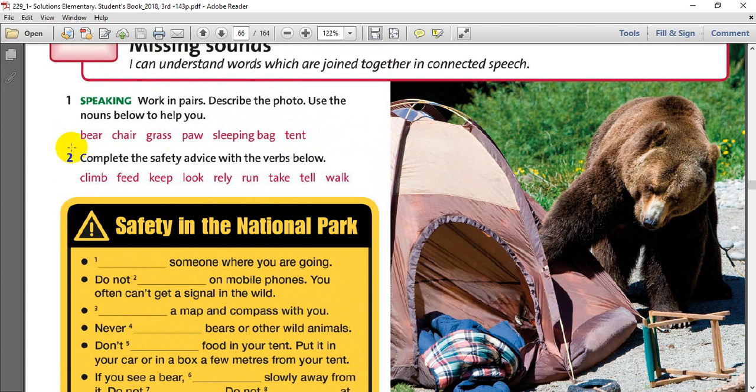So here, now exercise number 2. Complete the safety advice, نصيحة الأمان, with the verbs below. Climb, يتسلق, feed, يغذي, keep, يحفظ, look, ينظر, rely, يعتمد, run, يركض, take, يأخذ, tell, يخبر, walk, يمشي.